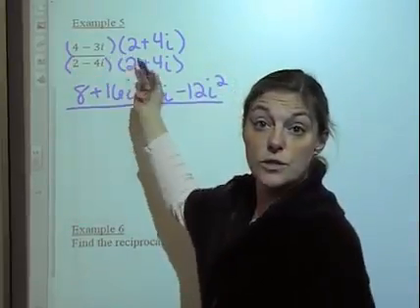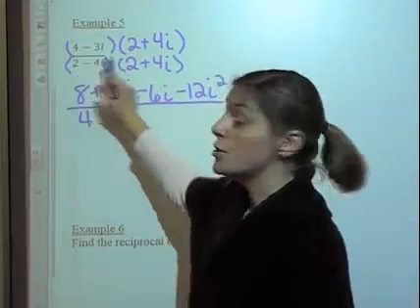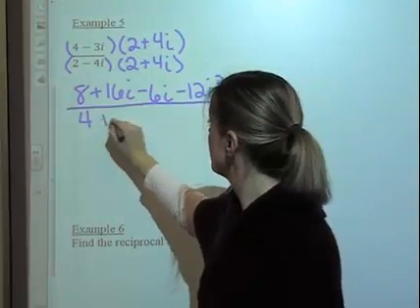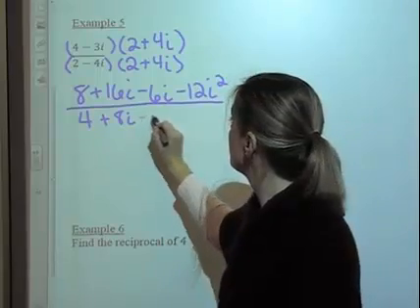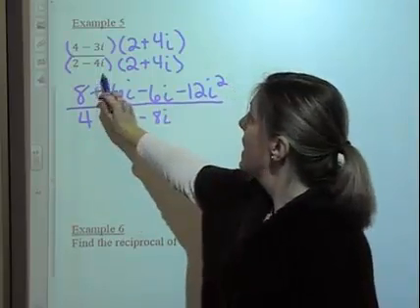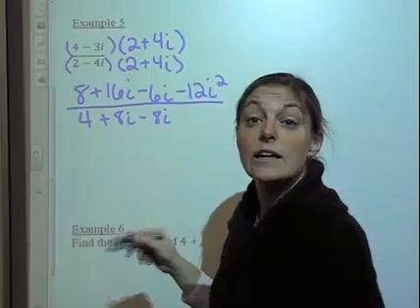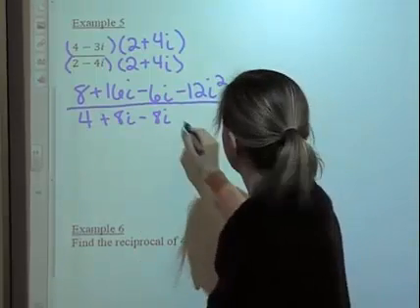Then we have 2 times 2 is 4. 2 times 4i is 8i. Negative 4i times 2 is negative 8i. And then negative 4i times 4i is negative 16i squared.